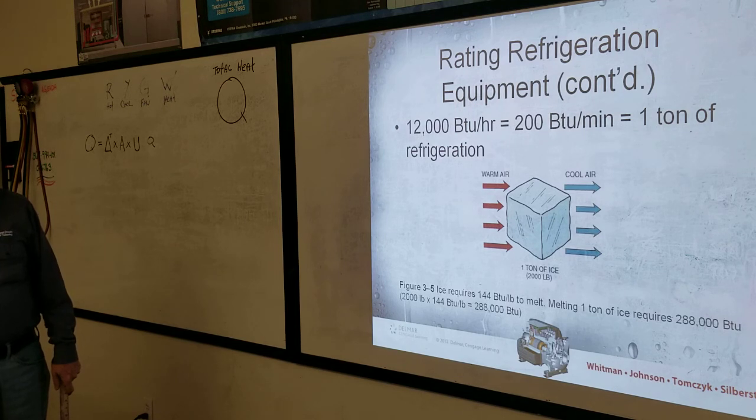Rating refrigeration equipment. 12,000 BTU per hour equals 200 BTU per minute equals 1 ton of refrigeration. Wow. 200 a minute too.